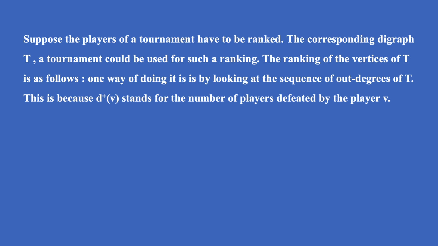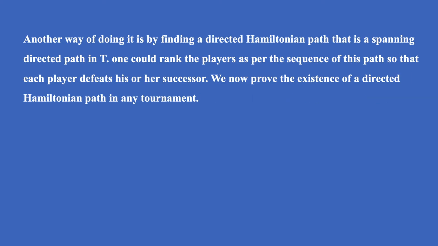One way of doing it is by looking at the sequence of out degrees of T. This is because d plus of v stands for the number of players defeated by the player v. Another way of doing it is by finding a directed Hamiltonian path, that is a spanning directed path in T. One could rank the players as per the sequence of this path, so that each player defeats his or her successor. We now prove the existence of a directed Hamiltonian path in any tournament.